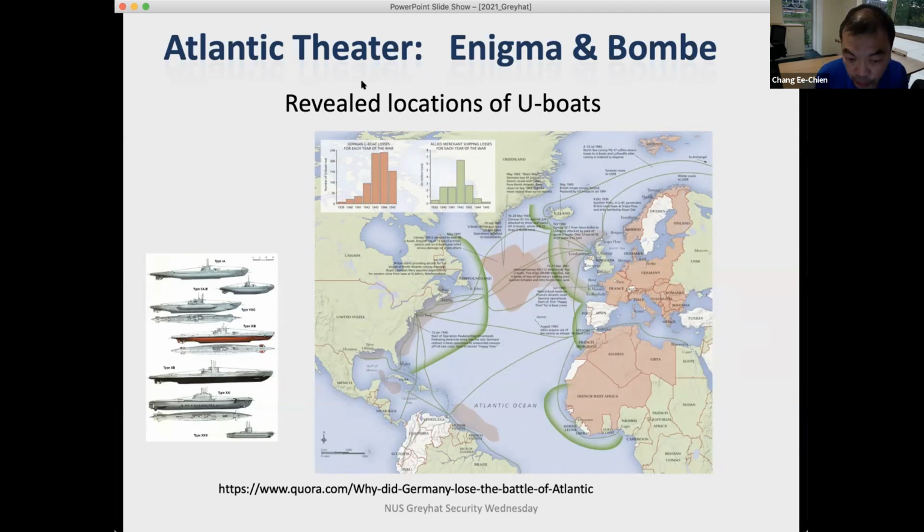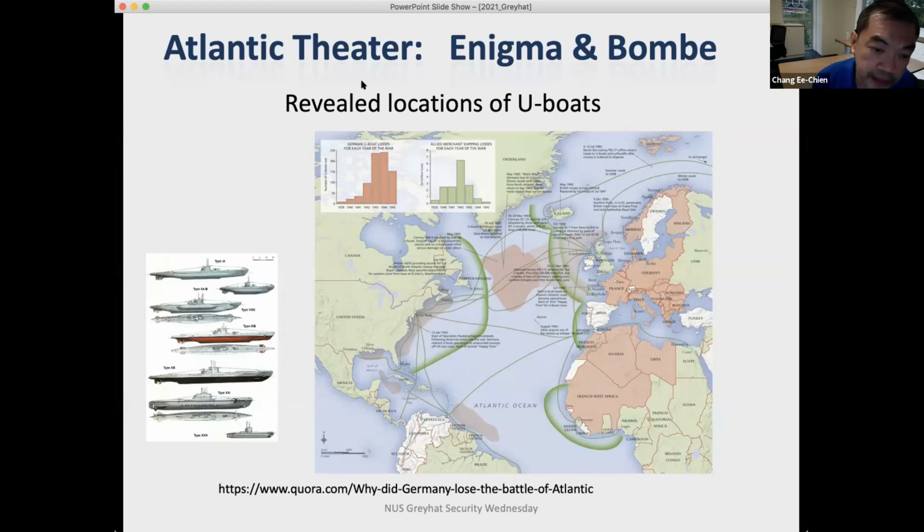The message is encrypted using Enigma. Enigma is an encryption device. Later on, as we learn later, Alan Turing led a team with Polish scientists and British scientists. They built a machine called the bomb to break it. They successfully break it, and then they get the location of the U-boat through the communication.